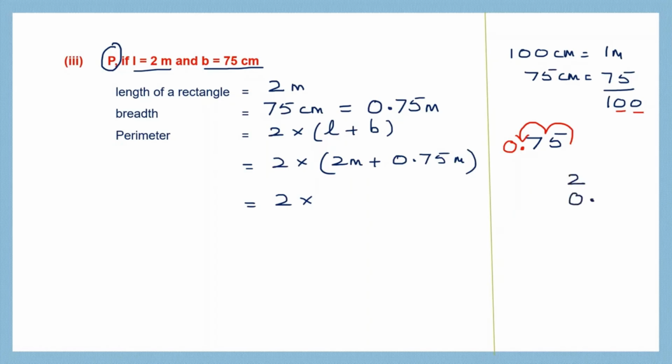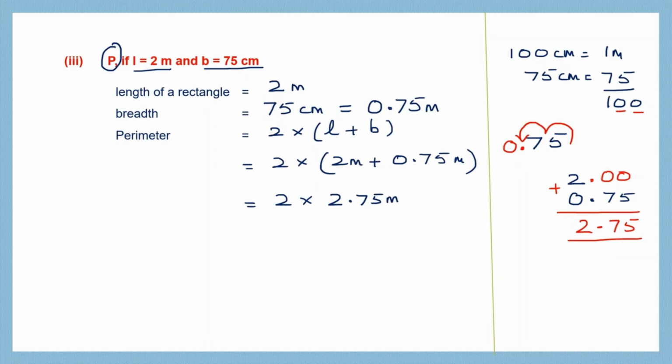This is 0.75. So here let's make this also a decimal number. Put the point. Now they become like decimals. I can add this up. So 7, 5 and here I have 2. So that's 2.75. 2 into 2.75 meters.